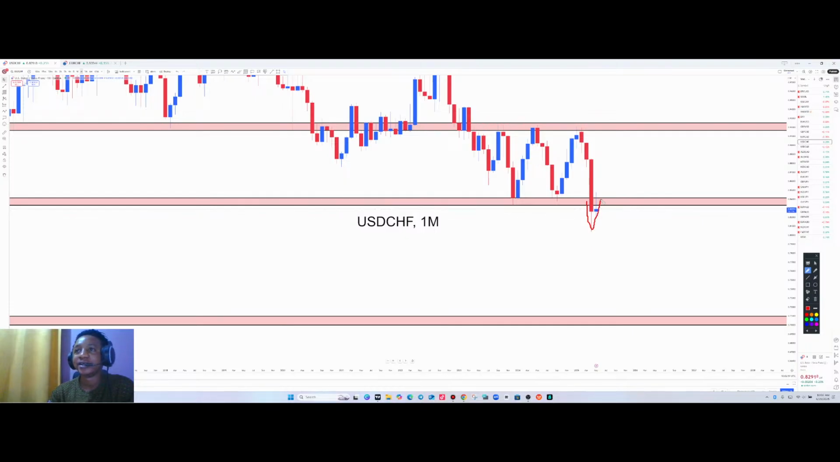Break to the downside, retest. We are seeing a pin bar here, which is bringing the market continuously to the downside. So USD Chef also shows movement to the downside on the monthly. It is very, very clear. Let's take it again to the weekly time frame and add another meaning. Okay, onto the weekly.